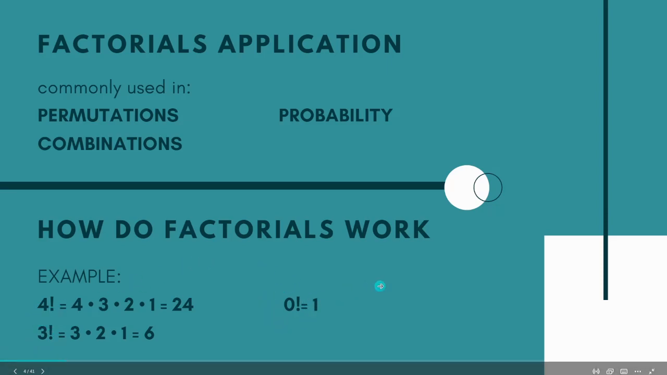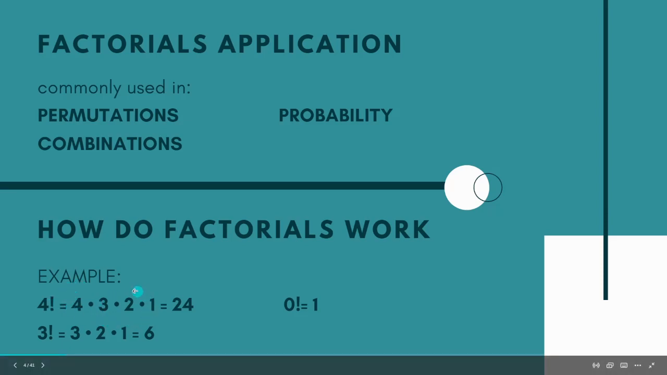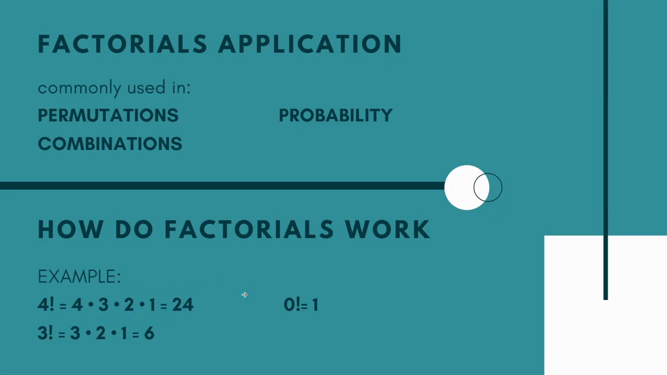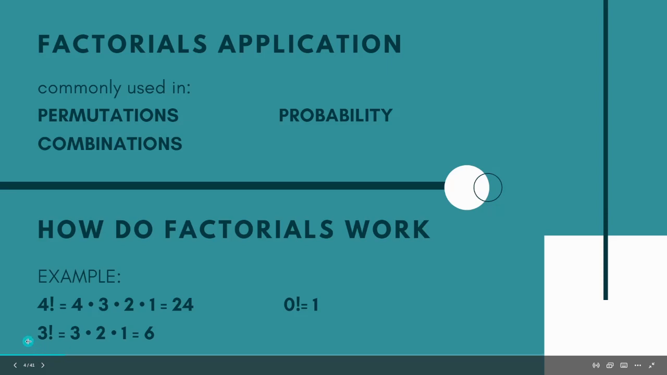As I said earlier, all you have to do to solve for its value is multiply the number by each number down to 1. So, 4 factorial is equal to 4 times 3 times 2 times 1, and that is 24. Next, 3 factorial is equal to 3 times 2 times 1, and that is equal to 6.